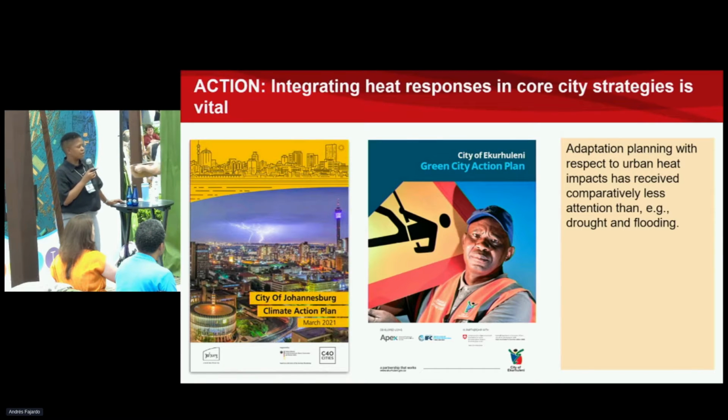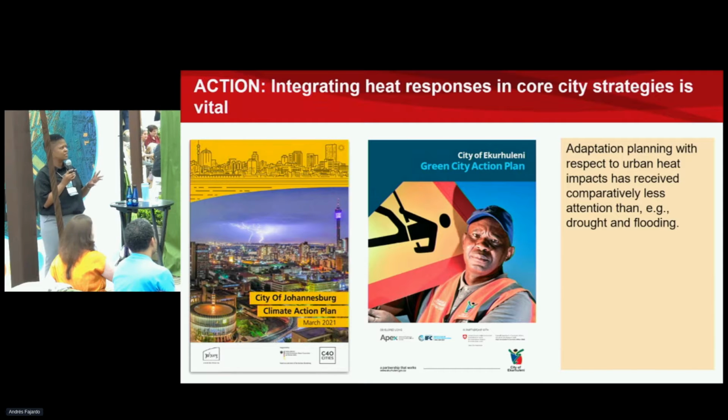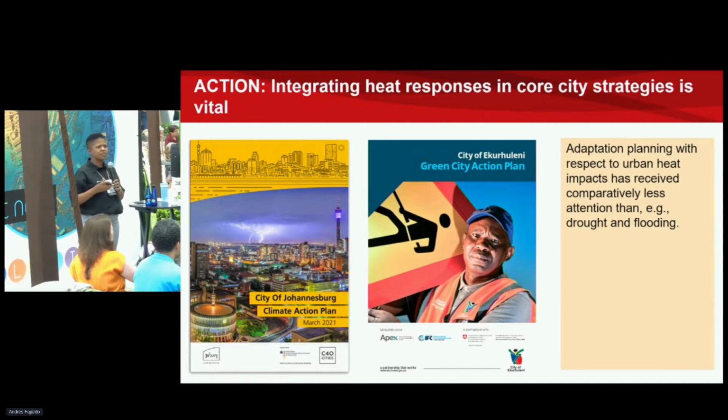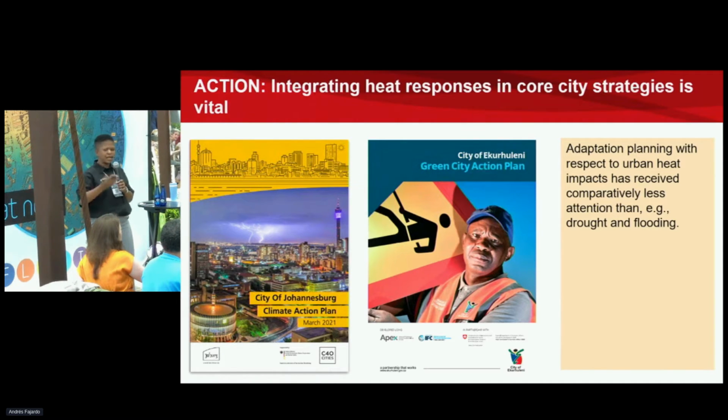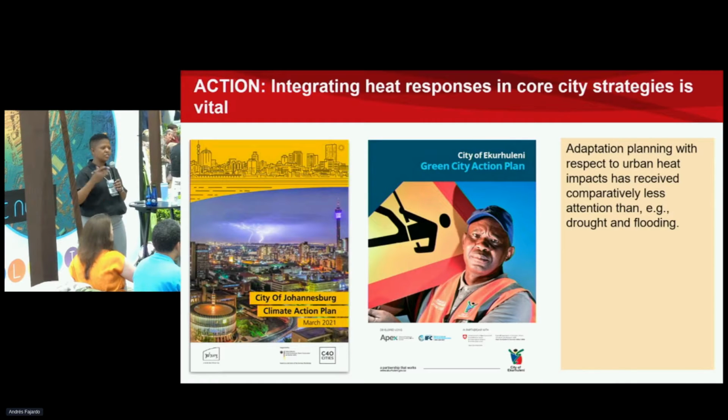So the next part I think is going to make me less nervous because it's my turf. The next part is more the action. So what should we be doing as cities? The city of Johannesburg and the city of Ekurhuleni, both of us have action plans, and we've been on this journey of coming up with climate adaptation and mitigation actions for our city towards building climate resilient cities.